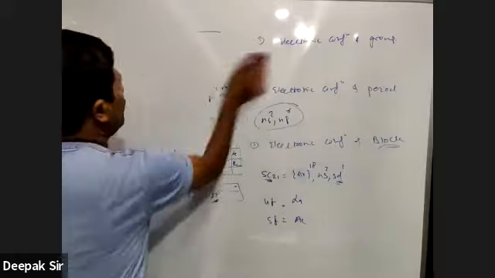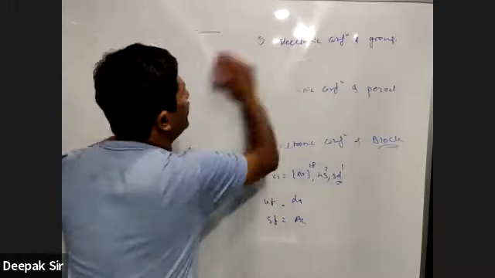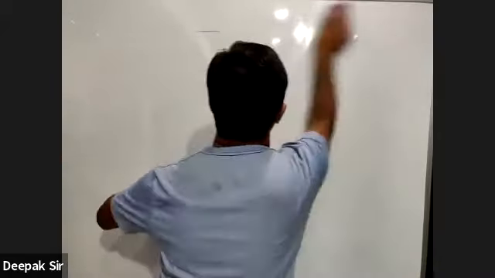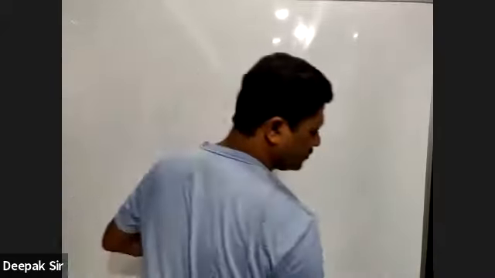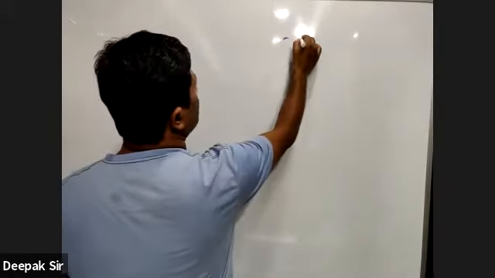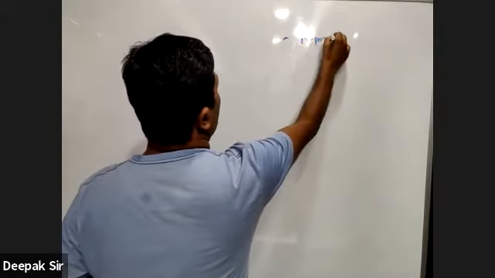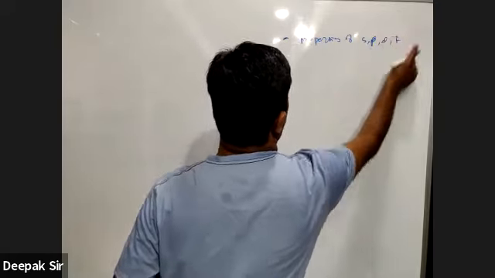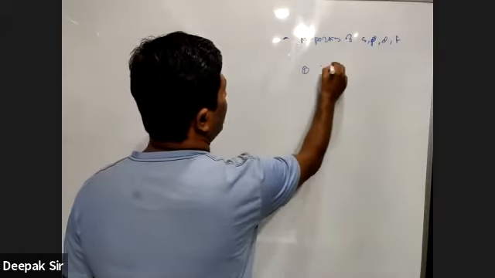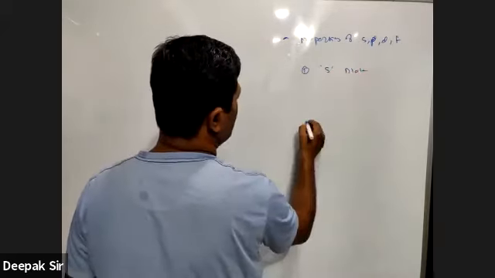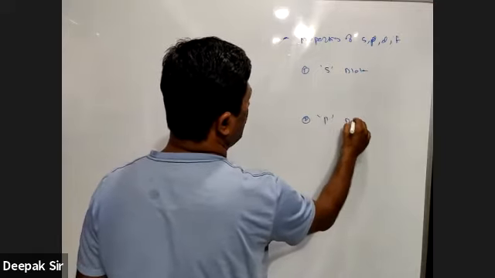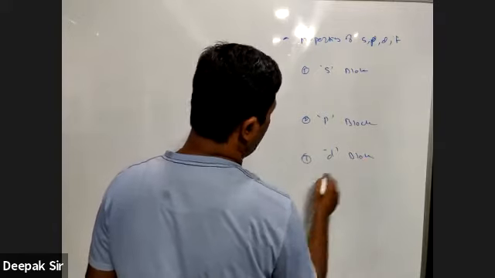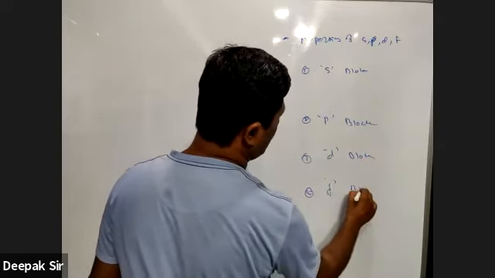So the next topic is properties of S block elements and P block elements. S, P, D, F block elements. Okay. So next, properties of S, P, D, F block elements. So first, that is S block. Second, that is P block. Third, that is D block, and the fourth one is F block.